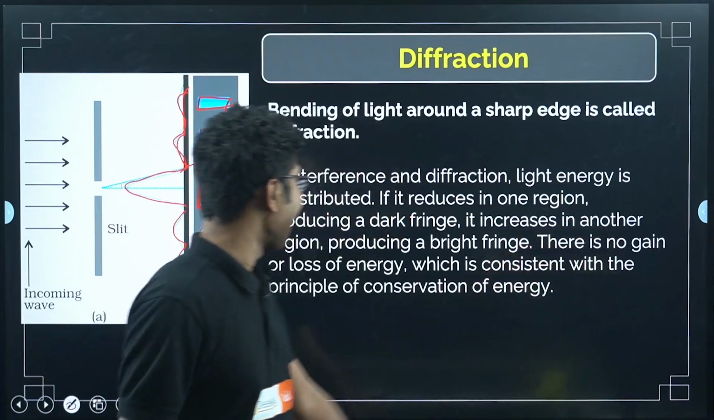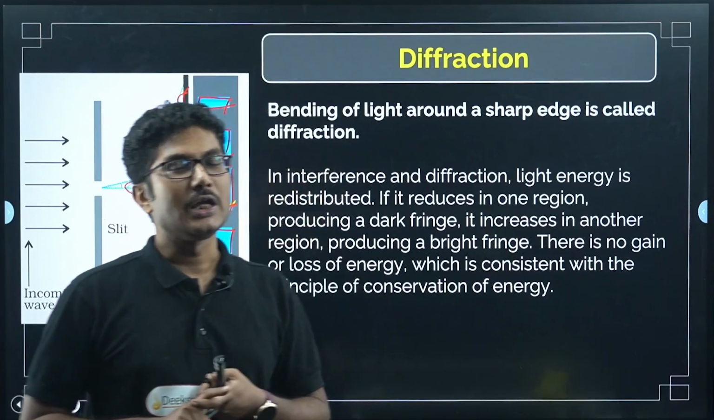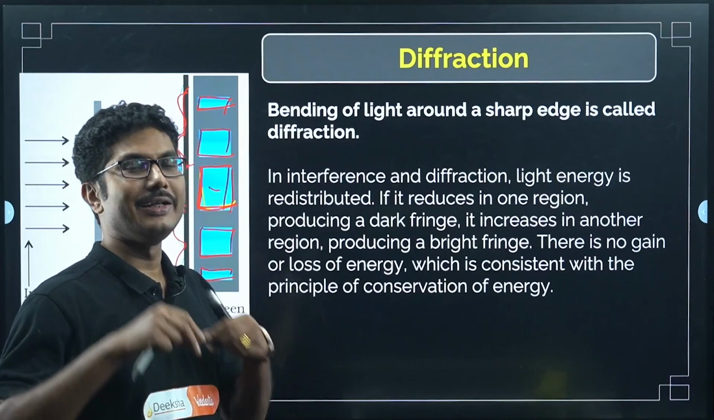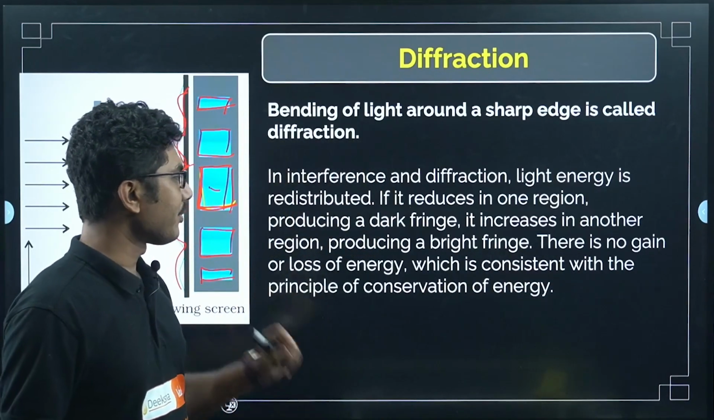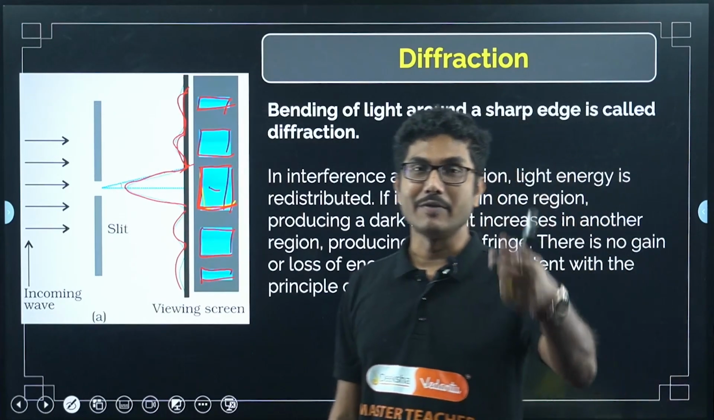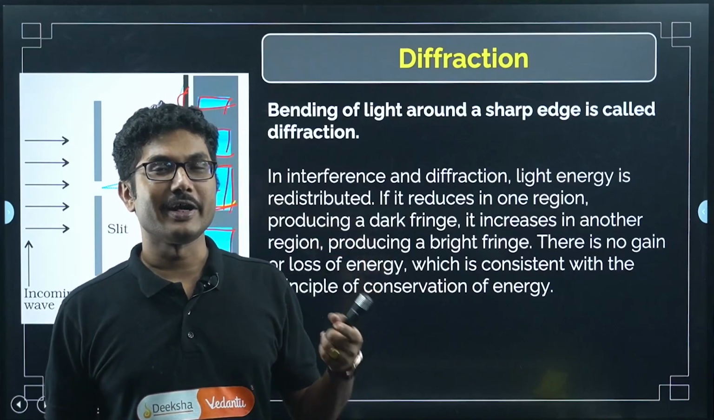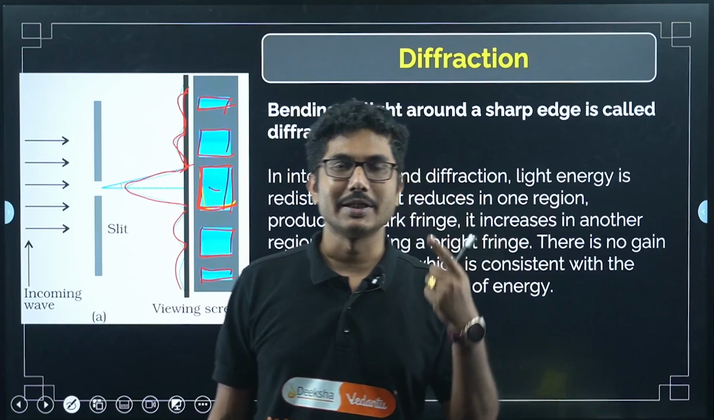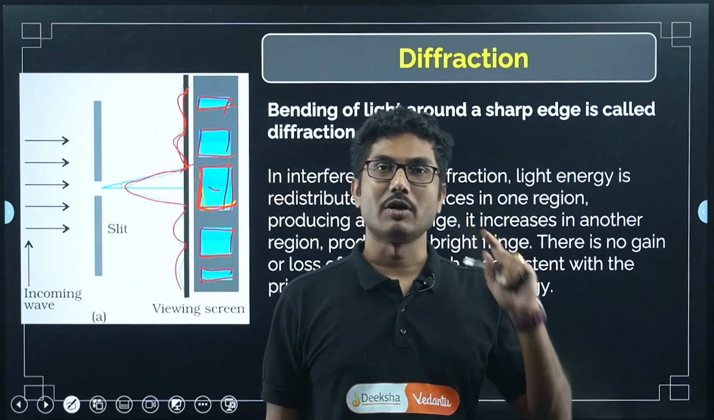There is no gain or loss of energy here. In interference or diffraction, you are neither creating nor destroying energy. It is only a redistribution of energy, which is consistent with the principle of conservation of energy. Some people might try to confuse you, saying that in bright fringes energy is created and in dark fringes energy is destroyed. Is it correct or not? It is not correct. Conservation of energy is always valid.